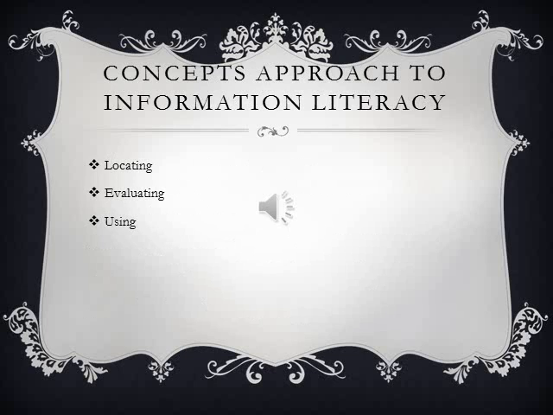Within guided inquiry, the concept's approach to information literacy revolves around 3 things: locating, evaluating, and using. And what follows that is information. A child today and an adult today is required to accurately locate information, evaluate it for its validity, and use it competently. This is what we speak about when we talk about information literacy. And this is how, again, guided inquiry can help.